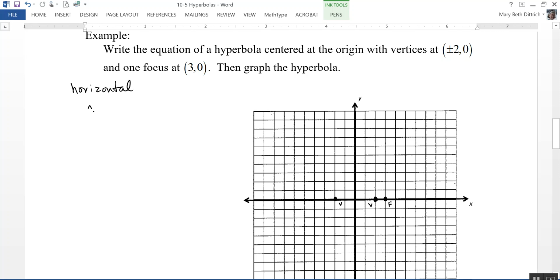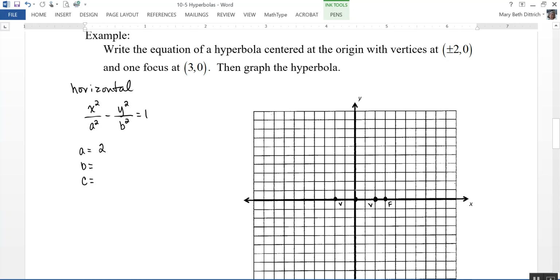Its basic form is going to be x squared over a squared minus y squared over b squared equals 1. So I need to find a, b, and I think I already know c. I know that my transverse axis is going along the x-axis. So the distance from the center to this vertex here is a, so a is equal to 2. B is going to be 1/2 of the conjugate axis, which is going up and down, but I don't know what that is yet.